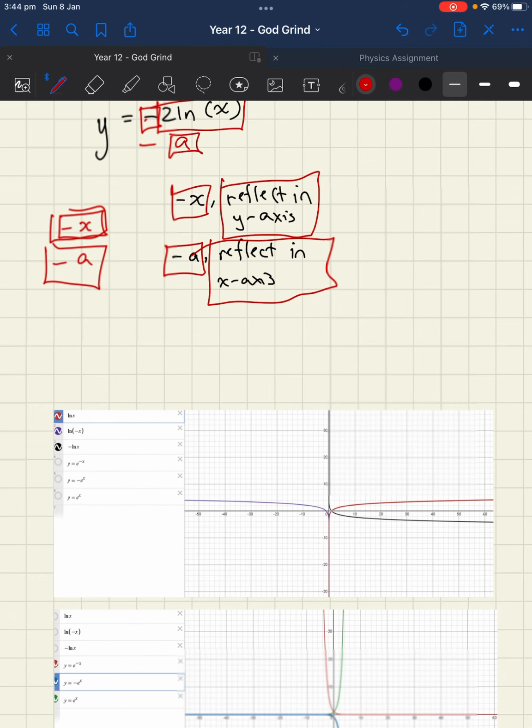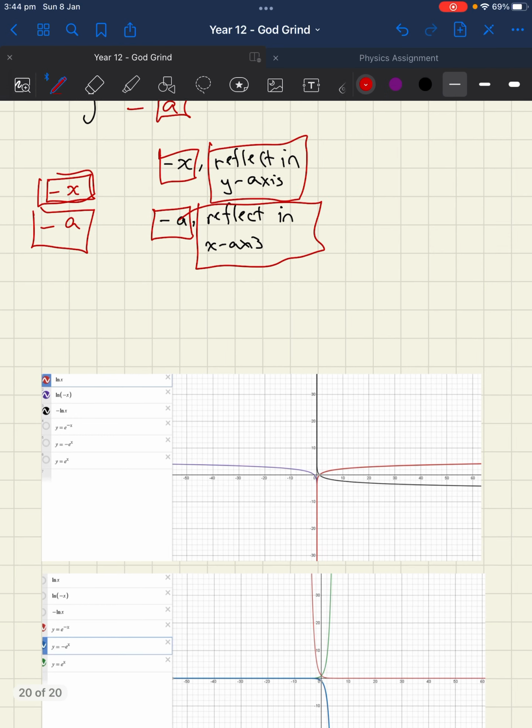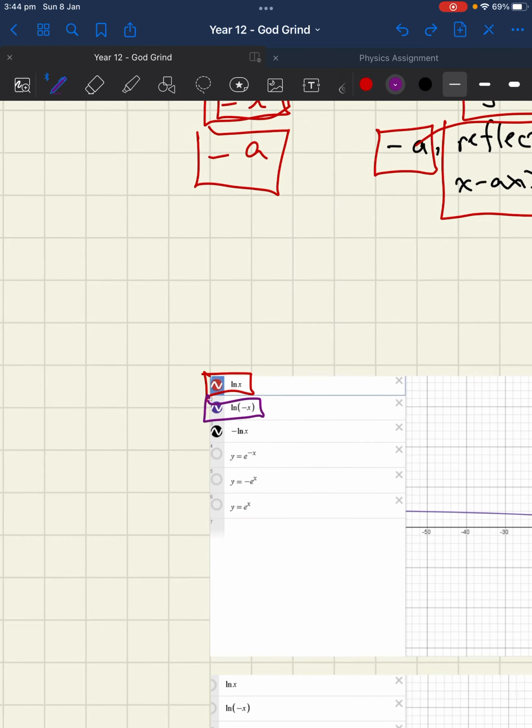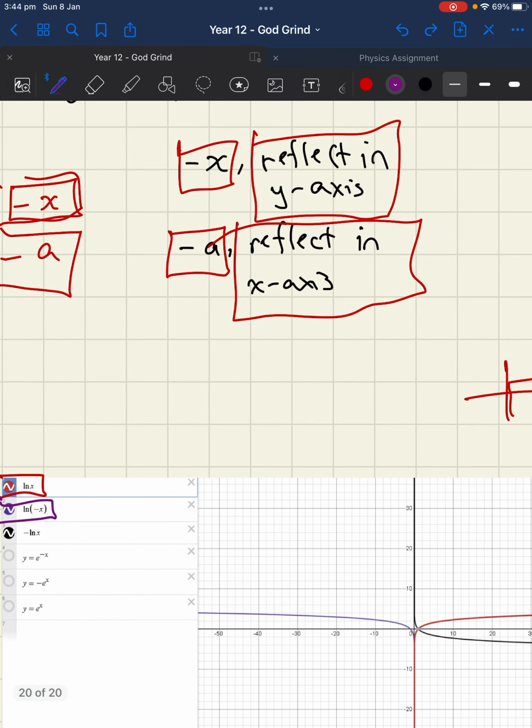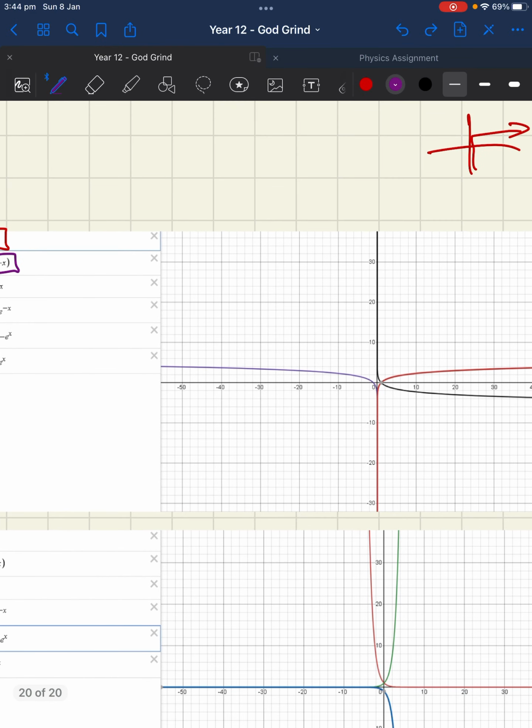So let's see that. Let's look at a logarithmic natural log, and we can see that the normal function is a red line. And we see that a normal logarithmic function behaves like this. And we can see here, the purple one, that it has a negative in front of the x. So here, negative in front of the x. And negative x reflects in the y-axis. So we can see that it actually does reflect in the y-axis. It goes this way now.